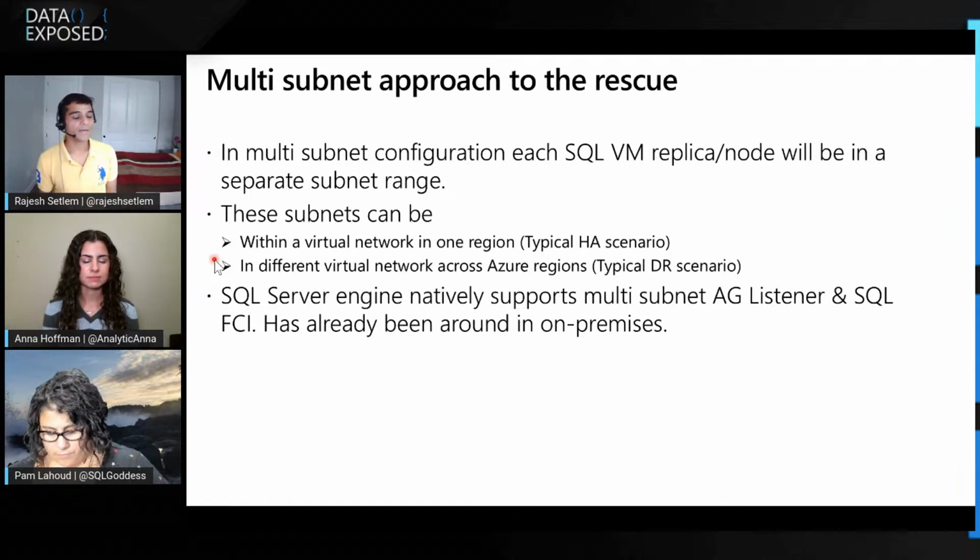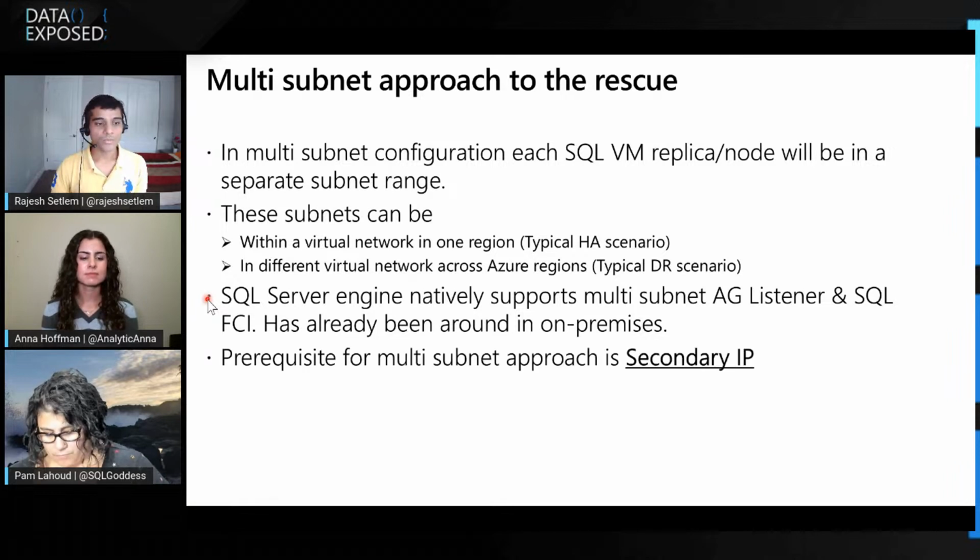If you think about it, in the on-prem world, you have site A and site B, where site A used to be your primary site, and site B used to be your DR site. And both of them definitely had a different subnet range. So we supported multi-subnet right from the on-prem world. And once you have the VMs in a different subnet, one of the prerequisites for multi-subnet to shine is that we heavily rely on secondary IPs for the VMs.